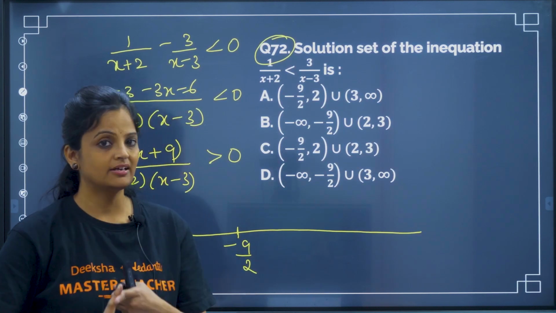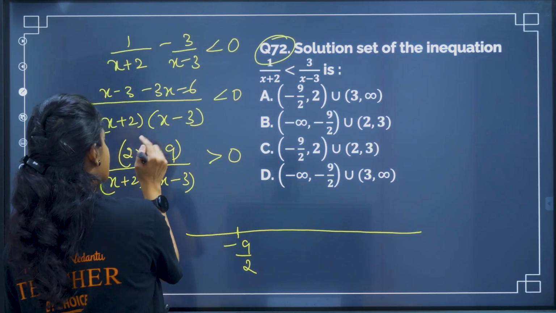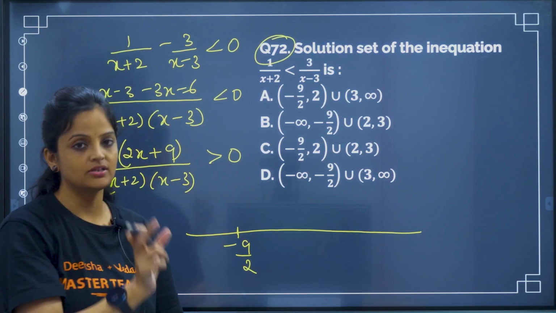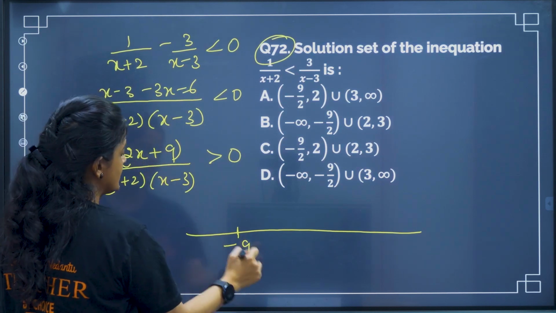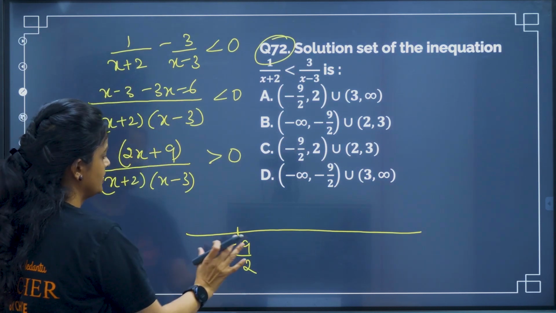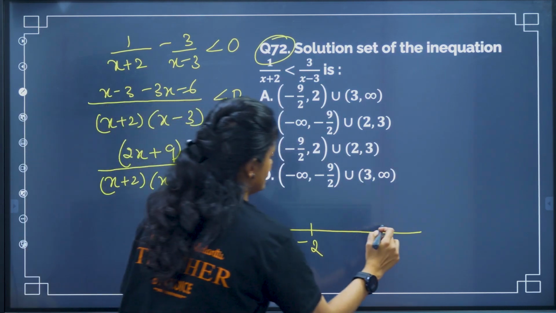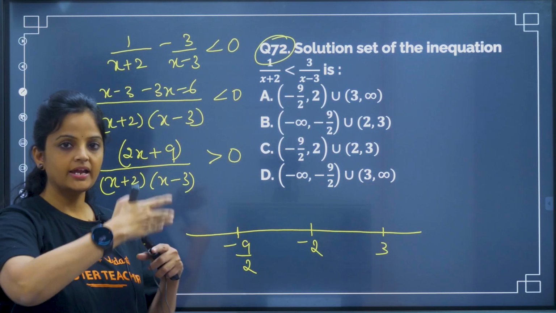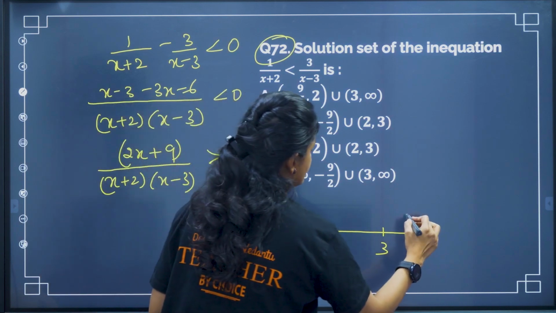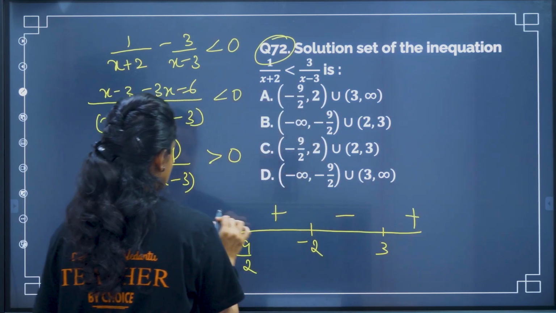First, you have to check the critical points. Critical points means the values which will make the factor 0. Here, the value minus 9 by 2 will make the factor 0. I have taken that. So the next critical point is minus 2 and here it is 3. Okay, break the number line. Start with positive, negative, positive, negative.